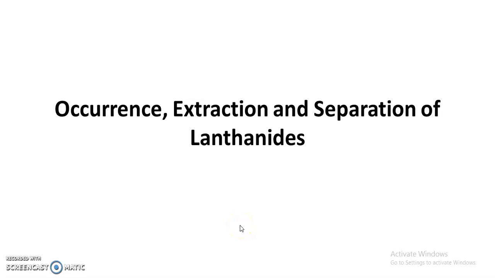So in earlier videos we discussed some properties of lanthanides. First of all, we discussed the electronic configuration of lanthanides, then the oxidation states of lanthanides, and the magnetic properties of lanthanides. Then under spectral properties we discussed the color of lanthanides, the absorption spectra of lanthanides, and the ability of lanthanides to form complexes.